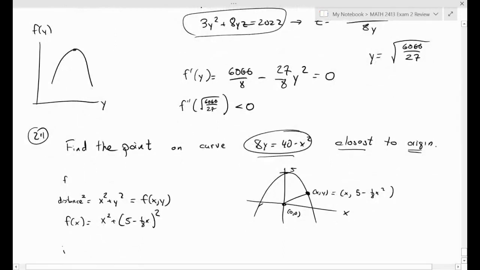All right, and then you would optimize the way you usually do. Find the derivative, find critical points, and so on and so forth. Set that equal to 0, solve for x.